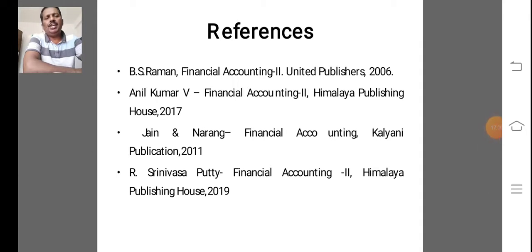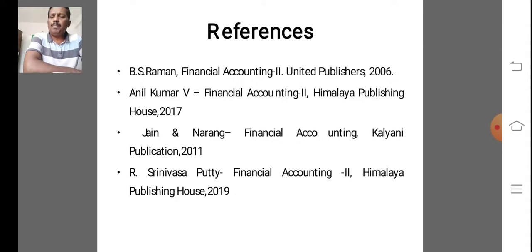And finally, you observe when the head office sends goods to the branch, at what price is very important. There are two types of prices. One is invoice price, another one is cost price. Invoice price is also called inflated price or loaded price. So first you identify at what price the head office sends the goods. That is very important.